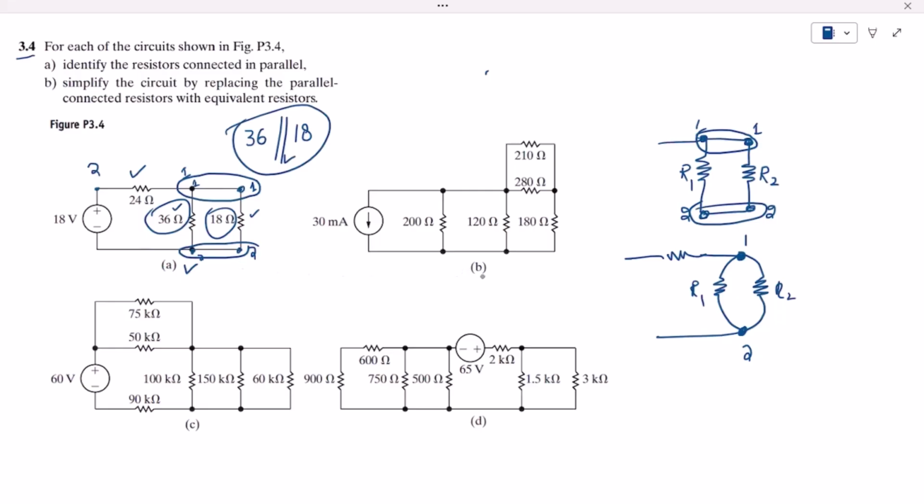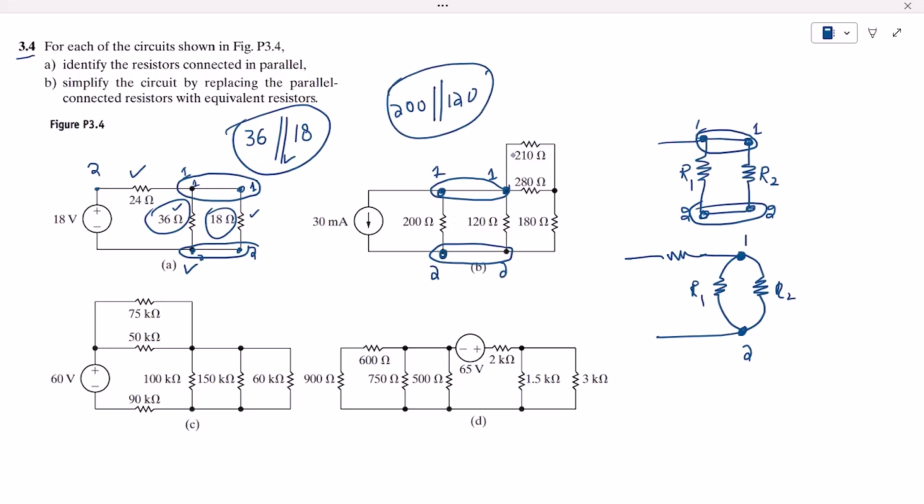In part B of my question, you can see that this is the first resistor, let me call it 200. This is the first end and this is the second one. This is the second resistor, which is 120 ohm. Here again these two ends are directly connected with each other. So therefore 200 and 120 are basically in parallel with each other.